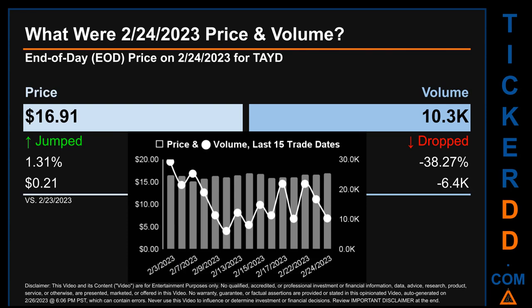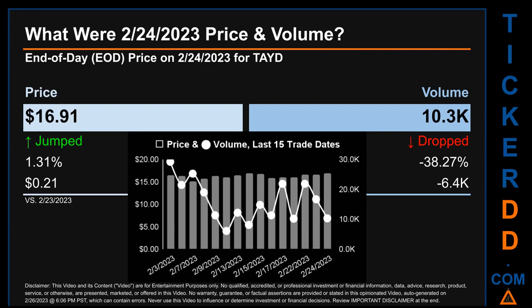What was end of day price and volume for TAYD? On Friday, February 24, 2023, TAYD had an end of day price of $16.91 and volume of about 10.3 thousand. Compared to the previous trading day, the price jumped 1.31%, gaining 21 cents, while volume dropped 38.27%, decreasing about 6.4 thousand. The graph shows price and volume for the last 15 trade dates.